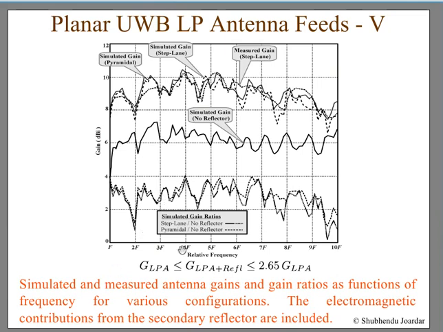And this is the ratio of this step length to this one. So you can see these are actually in dB. So this establishes this formula that GLPA will be less than LPA plus reflector, and will be less than or equal to 2.65 GLPA. Thank you. Simulated and measured antenna gains and gain ratios as functions of frequency.